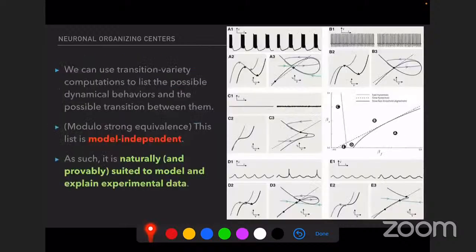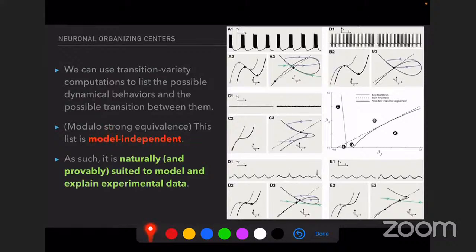So given this normal form, we can use a little bit of algebra to compute this parameter chart, which partitions the parameter space of this normal form into open regions, each corresponding to a qualitatively different fast and slow IV curve configuration. And as a consequence, each qualitatively different IV curve configuration corresponds to a qualitatively different spiking pattern. So the importance of having passed through singularity theory and having built this normal form formally is that singularity theory is a model-independent theory.